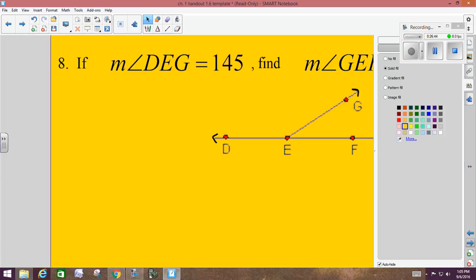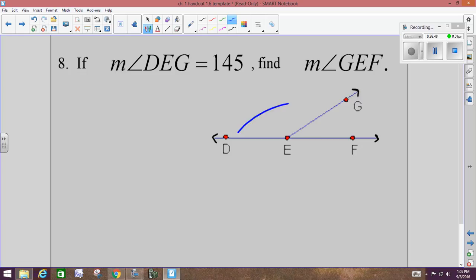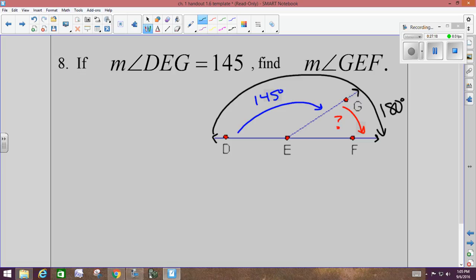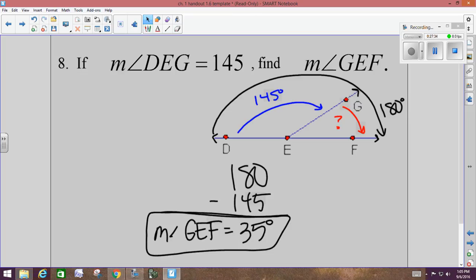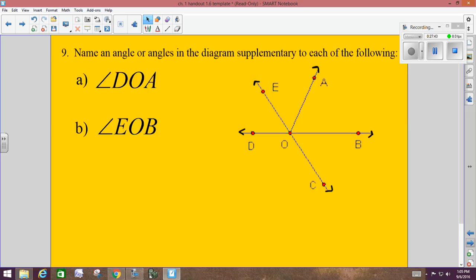I'm skipping 7. Number 8. If the measure of angle DEG is 145, we're supposed to find the measure of angle GEF. How can I find the measure of angle GEF? Where did you come up with 180? Good. These 2 angles are adjacent and form a straight line, so together they have to add up to 180. So I'm supposed to add those or subtract them? What'd you say? Good. 180 minus 145. The measure of angle GEF would be 35 degrees then. This is your angle addition postulate, even though you're subtracting. But without that, then we wouldn't have our subtraction rule either.